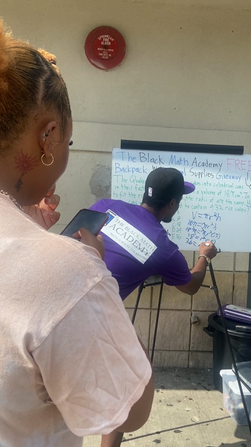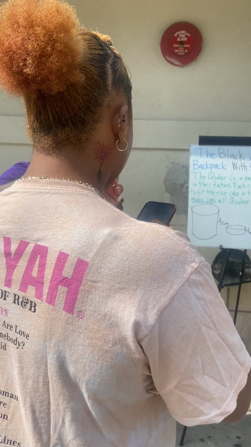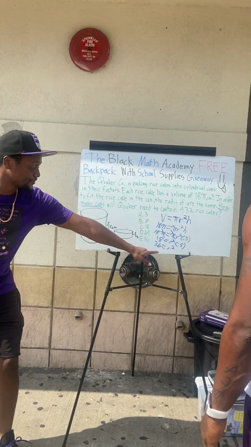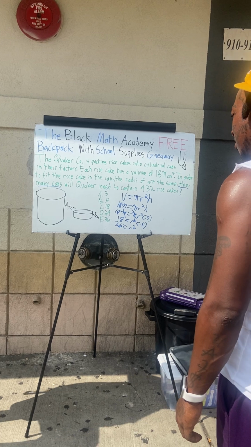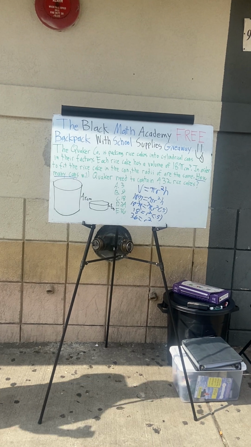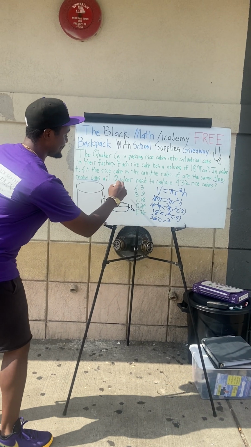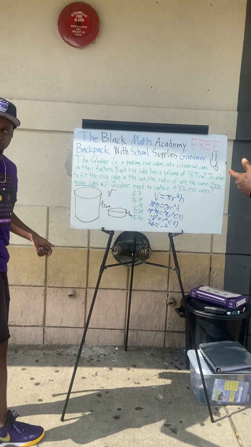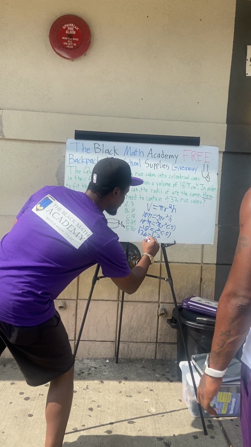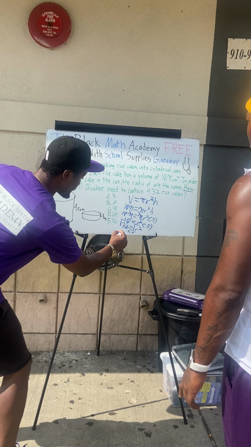36 equals r squared. Now we're getting close. We want r, but we have to get rid of that power of 2, so we have to do the opposite of that. The opposite of squaring is the square root. So r would be equal to the square root of 36. What's the square root of 36? 6. Now we know the radius.